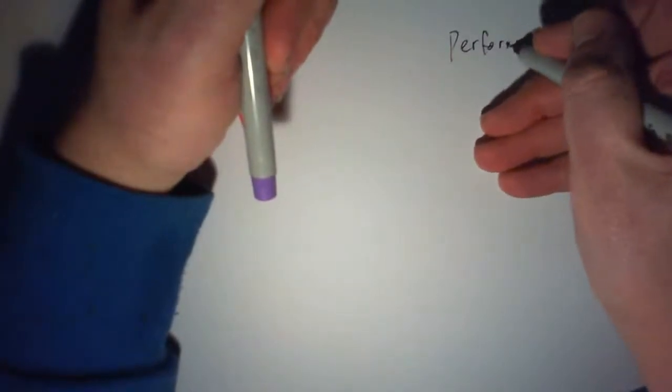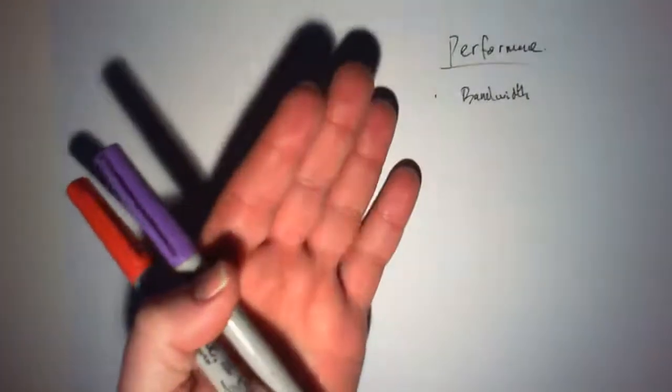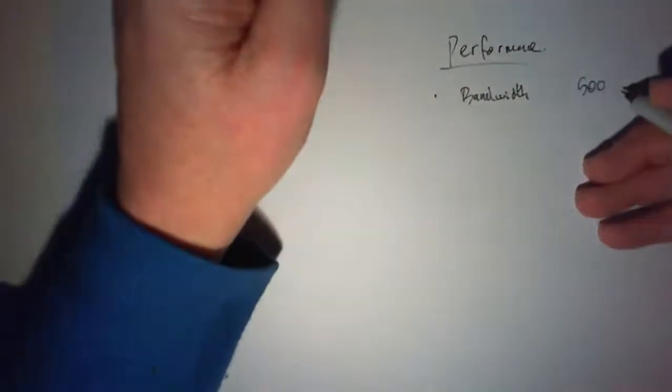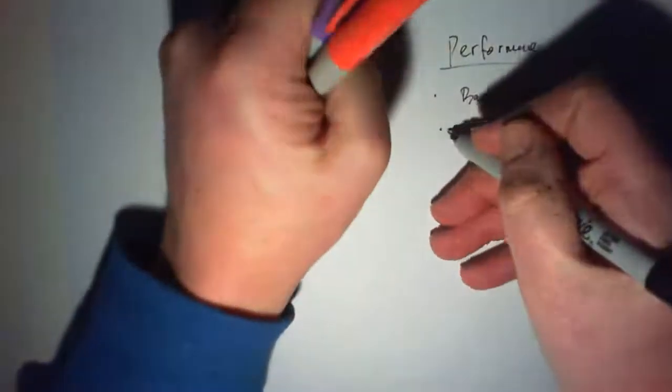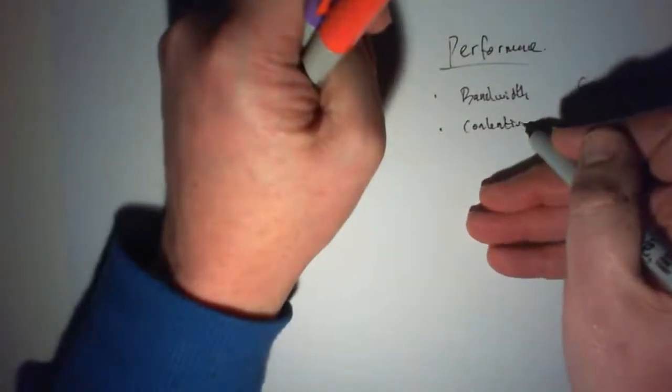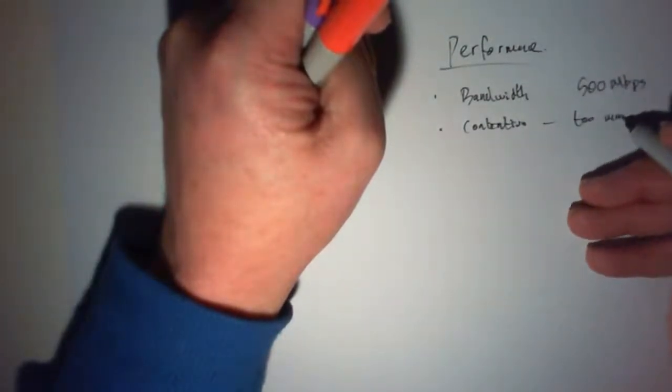Okay, so let's have a look at performance. What actually causes trouble when you're on a network? The first thing, obviously, is bandwidth. Okay, and bandwidth is the amount of data that can be transferred in a given second. For example, 500 megabytes per second. There's a speed. Okay, the greater the bandwidth, the better the network can perform. Okay, so then you have what's called contention, which is too many using the bandwidth at the same time.